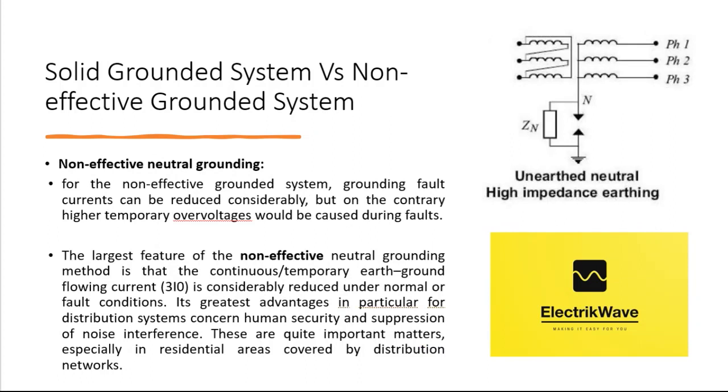For the non-effective grounded system, grounding fault currents can be reduced considerably, but on the contrary higher temporary overvoltages would be caused during faults. The largest feature of the non-effective neutral grounding method is that the continuous or temporary earth current, the ground flowing current, is considerably reduced under normal or fault conditions. Its greatest advantages, in particular for distribution systems, concern human security and suppression of noise interference. These are quite important matters, especially in residential areas covered by distribution networks.